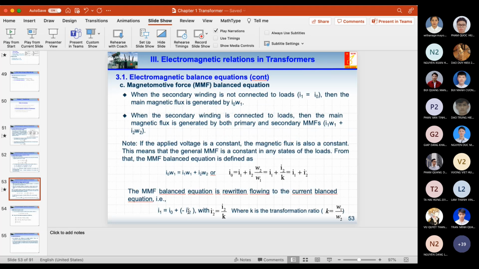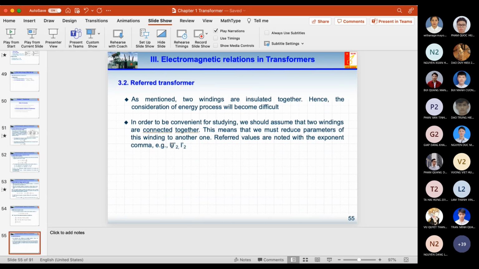You can see I2' here is equal to I2 divided by K, where K is the transformation ratio, okay? Being equal to W1 divided by W2, okay? Yes, you know well that concept. And for this one, after doing conversion or after doing the references, we get U2' with the exponent comma and I2' with exponent comma. In the same way, we get the resistance, inductance, and also electromagnetic force.